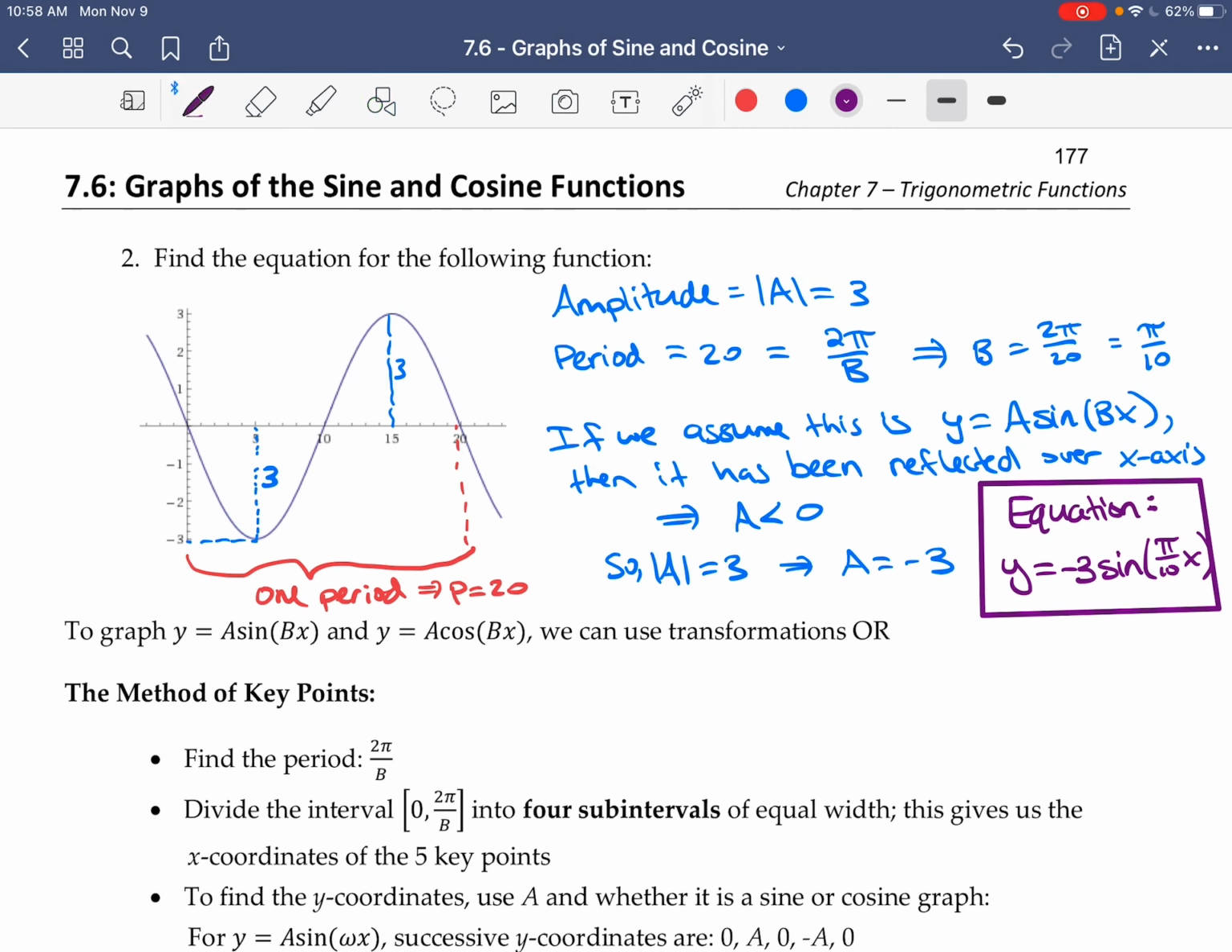Okay, now how did I know it was reflected? Because the sine graph normally goes up and then 0 and then back down. So this one did the opposite, so that's why it's a reflection over the x-axis. So that's why my a value should be negative.